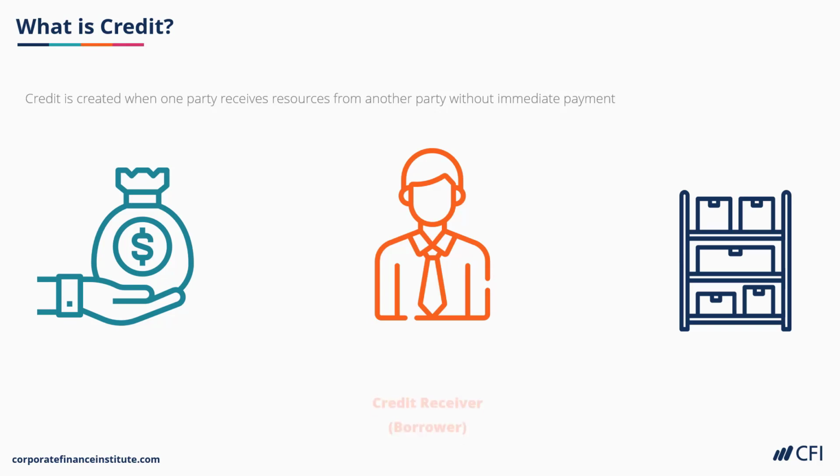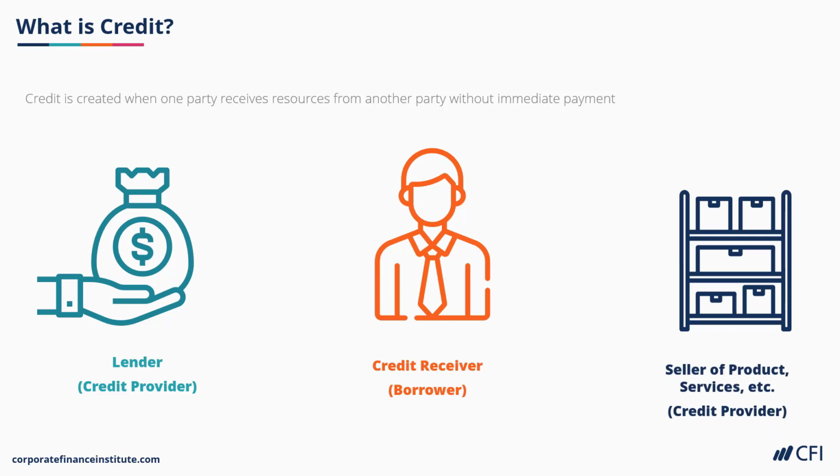At the center of this diagram here, we have the credit receiver. And the credit receiver can receive resources from one of 2 different types of counterparties. Either a lender, as shown on the left, or the seller of products and services. Both of those are referred to as credit providers.